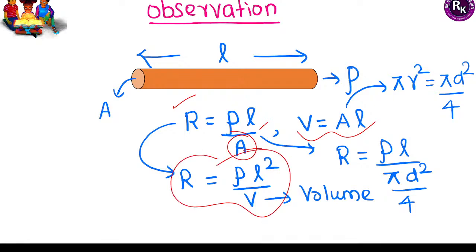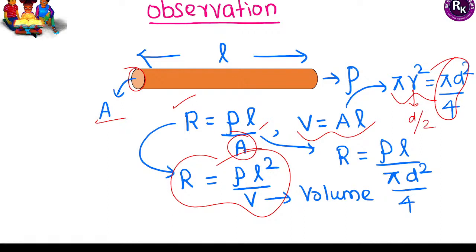And the alternative relation is the circle: the cross-sectional area of the conductor is A. So area can also be replaced by pi r squared, and I can replace it by pi d squared by 4. What is this? r is nothing but radius. Radius can be replaced by diameter d by 2. That is what is written there.